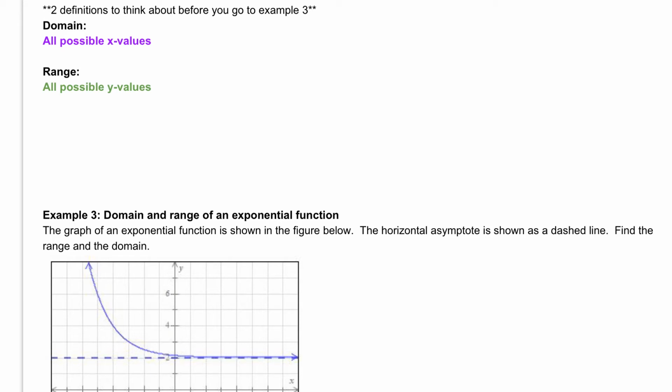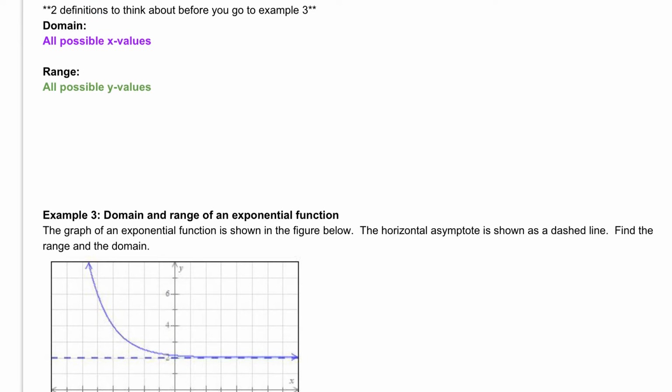In example 3, we are going to be talking about domain and range. So before we go to example 3, let's think about some definitions real quick. Domain. Your definition for domain is all the possible x values, and your range is going to be all the possible y values. So domain is x, range is y.